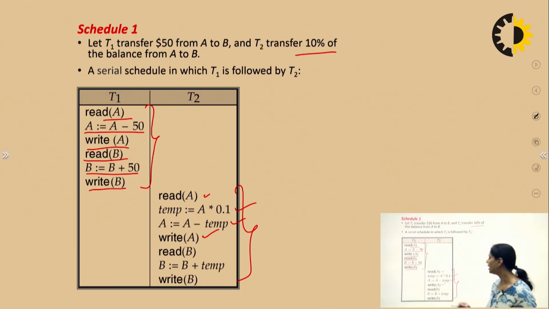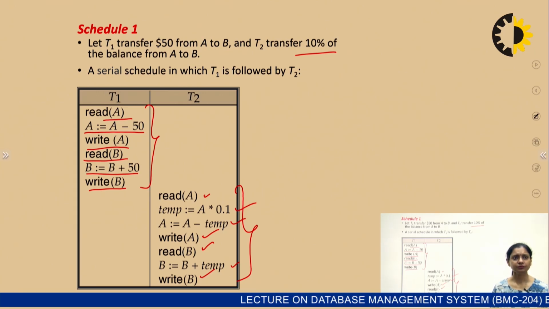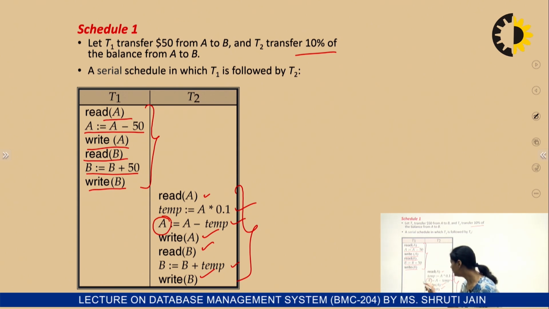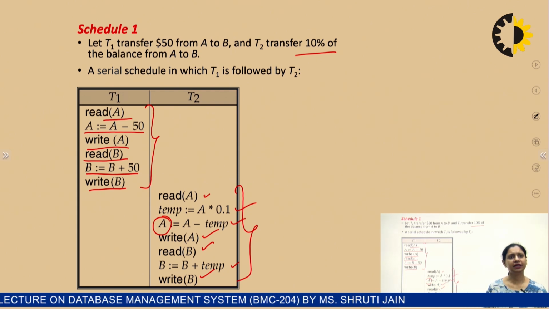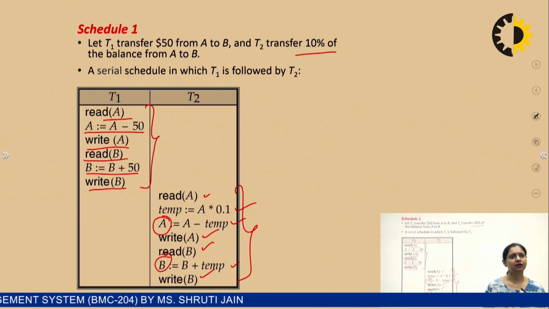Now it will read B and add 10% of the amount to B, and it will happen like this. So in this case, the amount in account A is deducted by 10% and the amount in account B is increased by 10% of that amount.